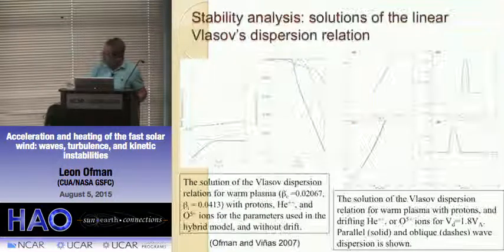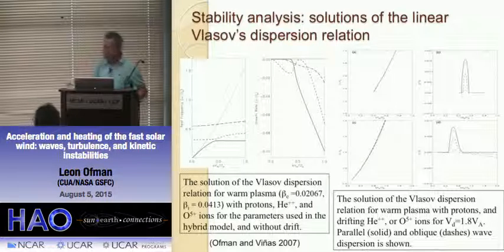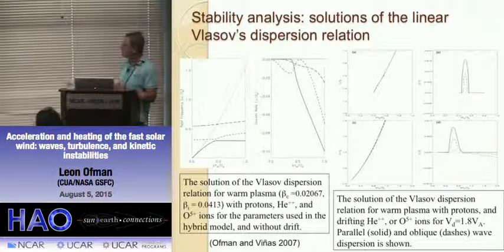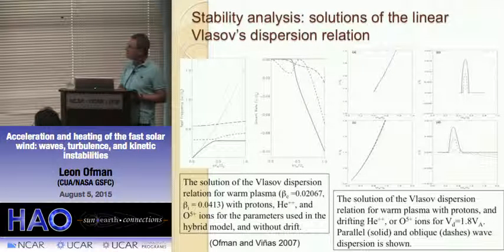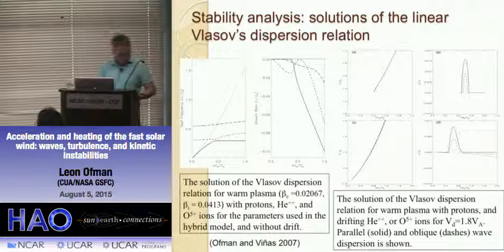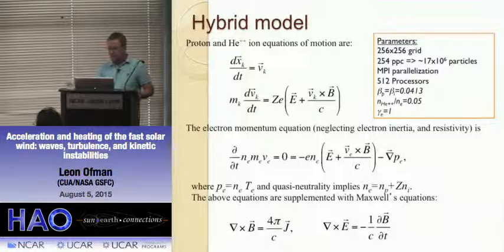Okay, so, of course, when you have a drift between the ions, then there is an additional source of instability. The magnetosonic instability also generates ion cyclotron waves, and these waves can also heat the ions. So now let's go to our hybrid model.